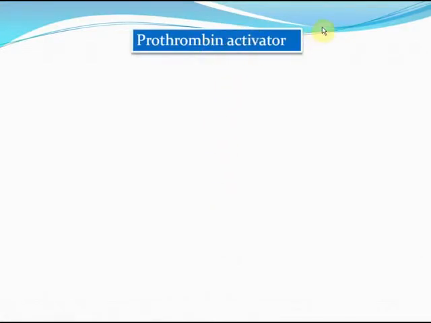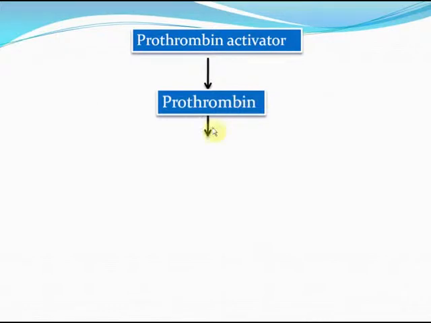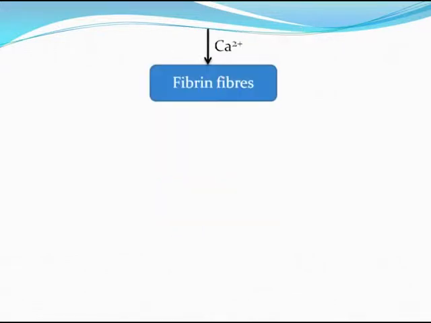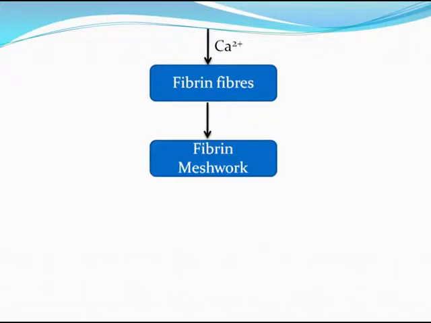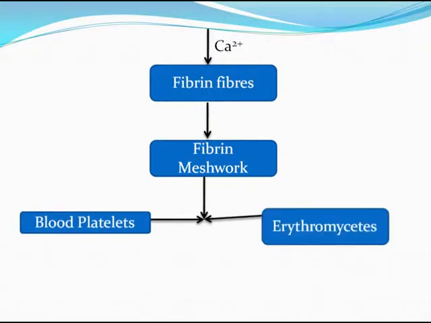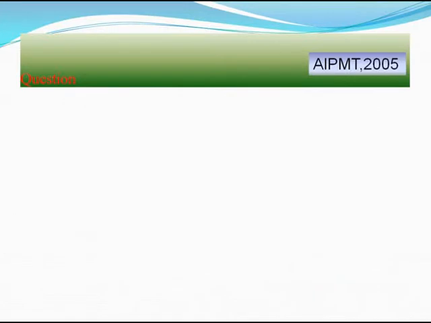Here is the schematic presentation of blood coagulation. Prothrombin activator, what does it do? Prothrombin activator converts prothrombin into thrombin. Thrombin hydrolyzes fibrinogen into fibrin, and with the help of calcium ions and other clotting factors, fibrin fibers make a network in which blood platelets, erythrocytes and blood cells are entrapped.